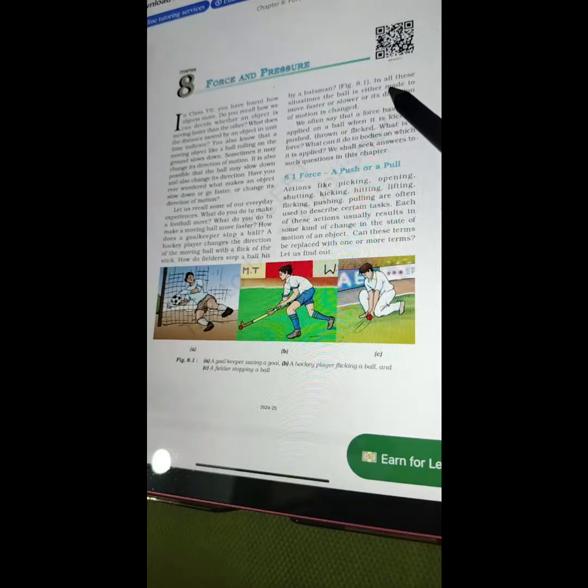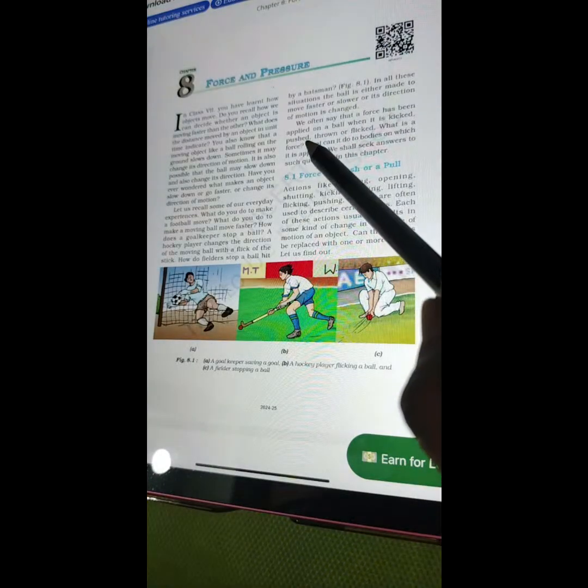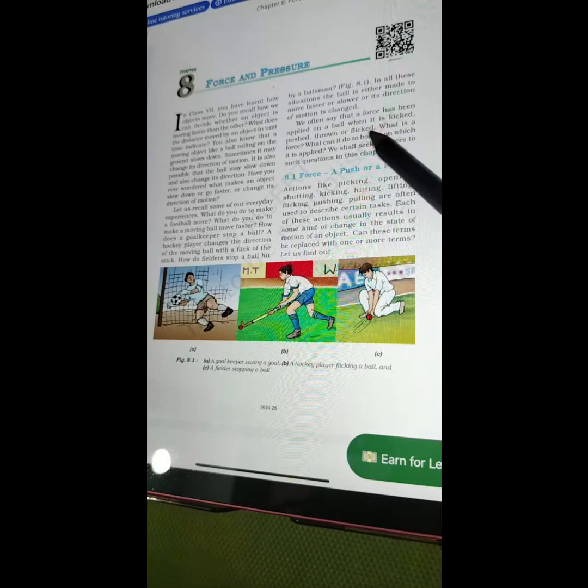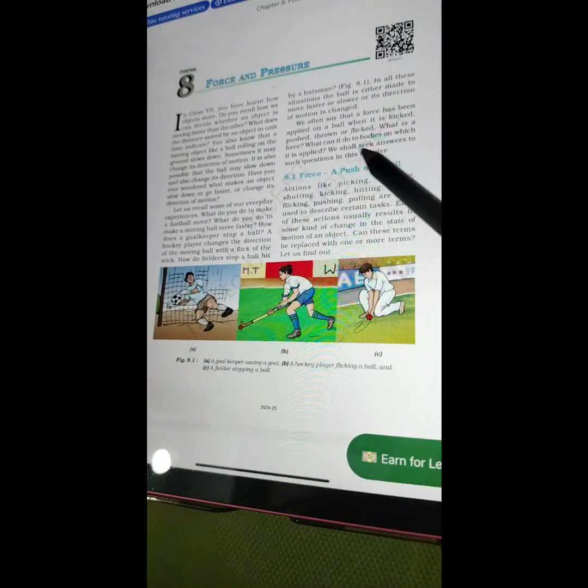Figure 8.1. In all these situations, the ball is either made to move faster or slower, or its direction of motion is changed. We often say that a force has been applied on a ball when it is kicked, pushed, thrown, or flicked. What is a force? What can it do to bodies on which it is applied? We shall seek answers to such questions in this chapter.